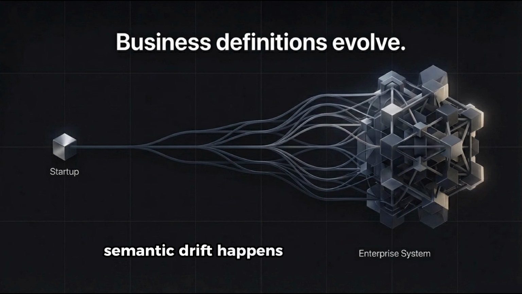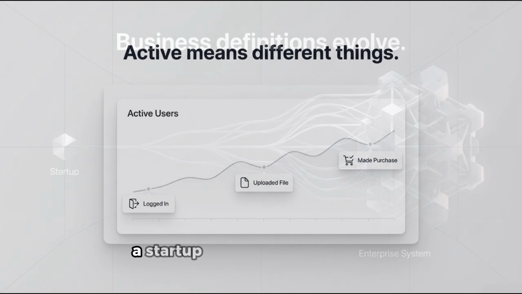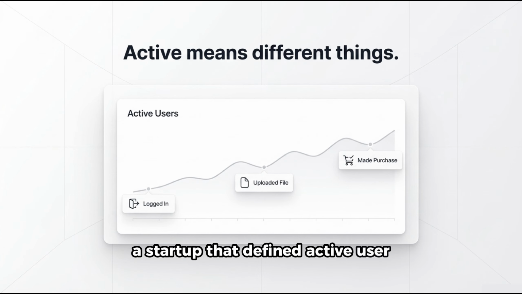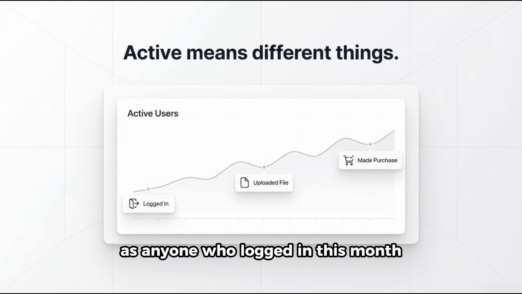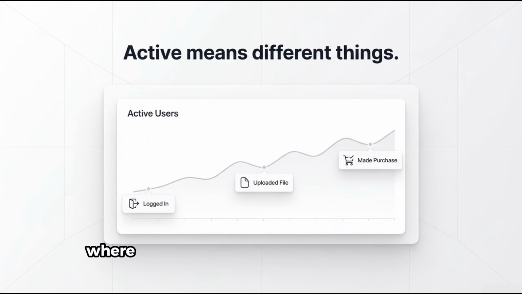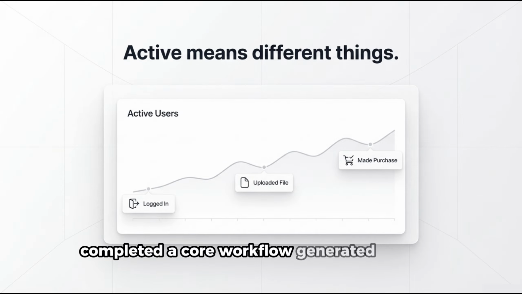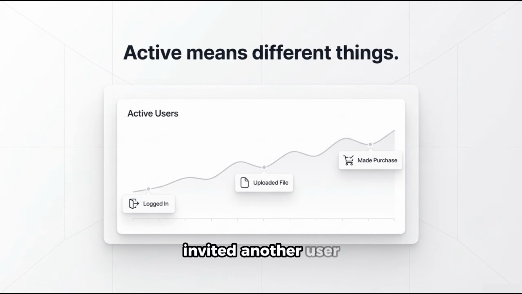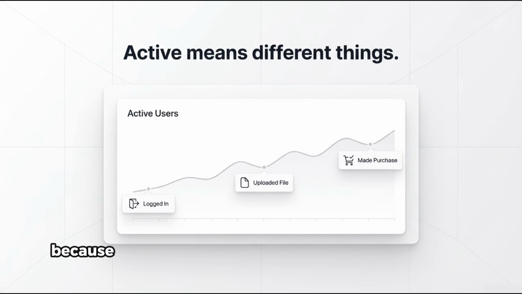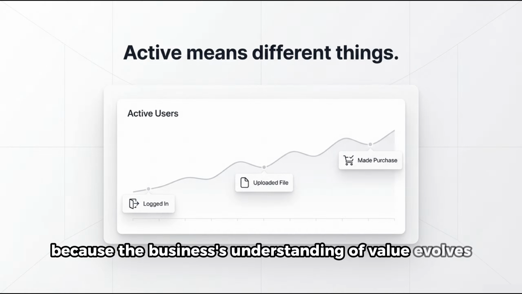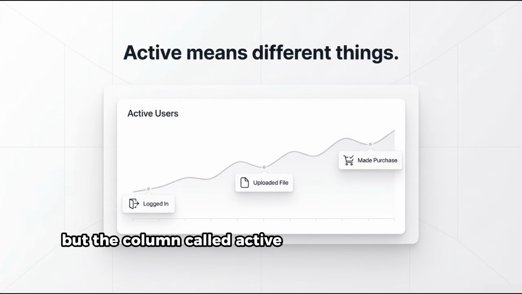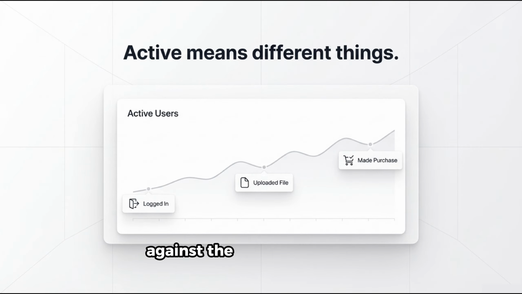Semantic drift happens for 3 reasons. The first is business evolution. Businesses change constantly. A startup that defined active user as anyone who logged in this month becomes a mature product where active means something more specific. Completed a core workflow, generated revenue, invited another user. The definition evolves because the business's understanding of value evolves, but the column called active was written 5 years ago against the original definition. The column didn't get the memo.